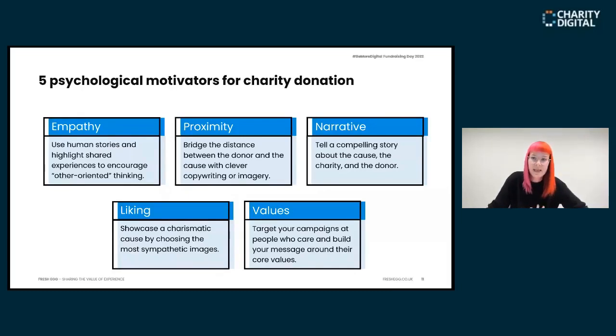So the first is empathy, which is the ability to understand and share another person's experience. You can use human stories and highlight shared experiences to really encourage this kind of thinking. The next is proximity. Proximity as a motivator tells us that closeness to or association with an issue really increases the likelihood that someone will act. You can bridge that distance between your donor and your cause with either clever copywriting or imagery.